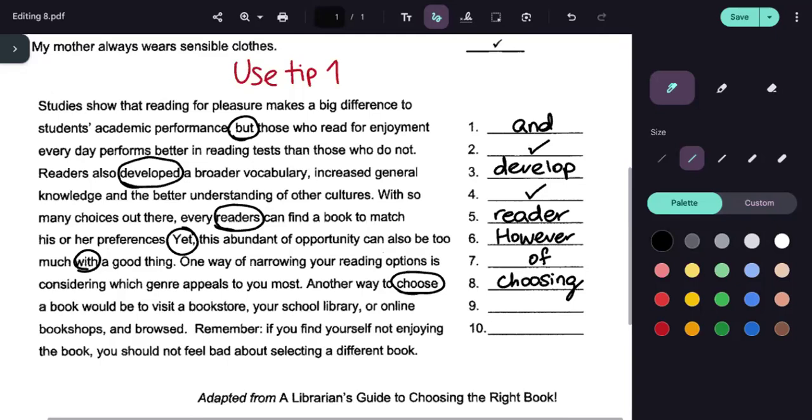"A book will be to visit a bookstore, your school library," are you sure it's your school library? The school library is not yours, it's a school library. "Or online bookshops to browse," because you must browse it, right? "Remember, if you find yourself not enjoying the book, you should not feel bad about selecting a different book."